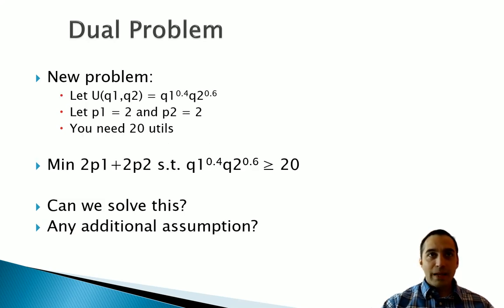Well, it sounds to me like we're minimizing our expenditure. That is, good 1 costs me $2, good 2 costs me $2. I will in total spend 2 times however many good 1 I buy, plus 2 times however many good 2 I buy. I want to minimize how much I spent, so that's minimizing 2q1 plus 2q2. And I want to do that so long as I have enough utils. How do I have enough utils? Well, because my util function will be at least the 20 I've said that I need.